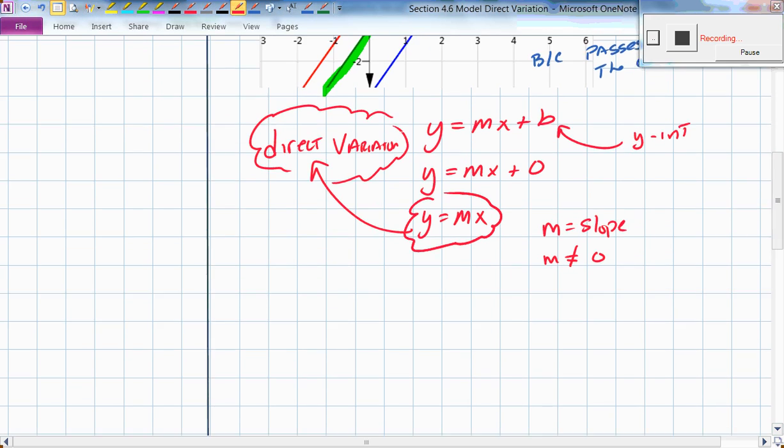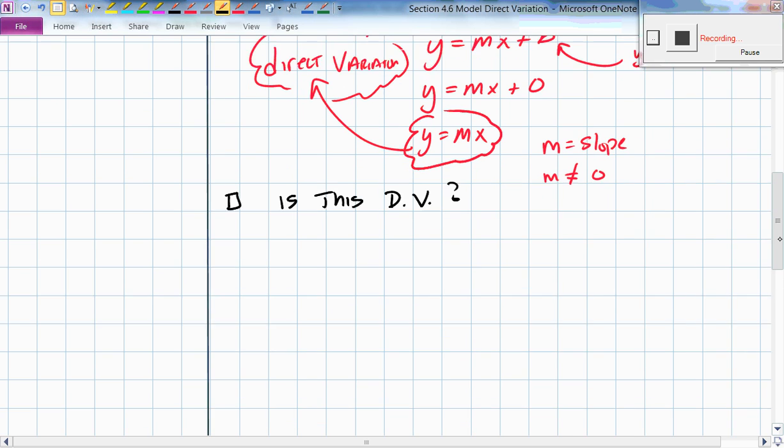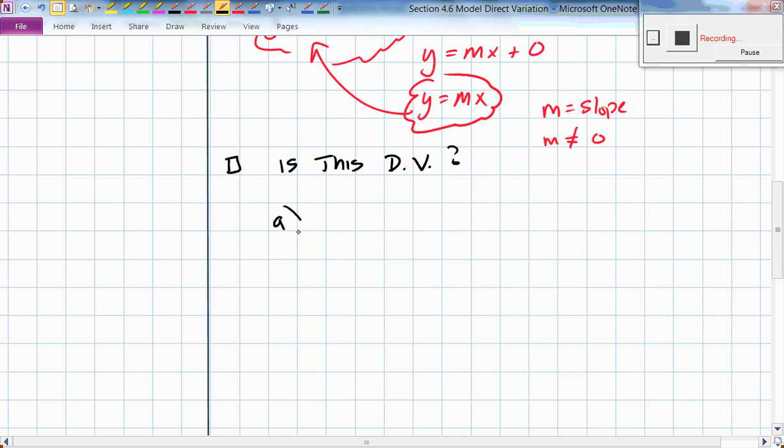Okay, so second part here today. The directions are: identify whether or not the line represents direct variation. So, is this direct variation? I'll just put V for direct variation. Is that okay with you guys? Here's part A: 4x plus 2y is equal to 0. And part B is negative 2x plus y is equal to 3. I want you to work this out with your partner and come up with an answer, either yes or no.